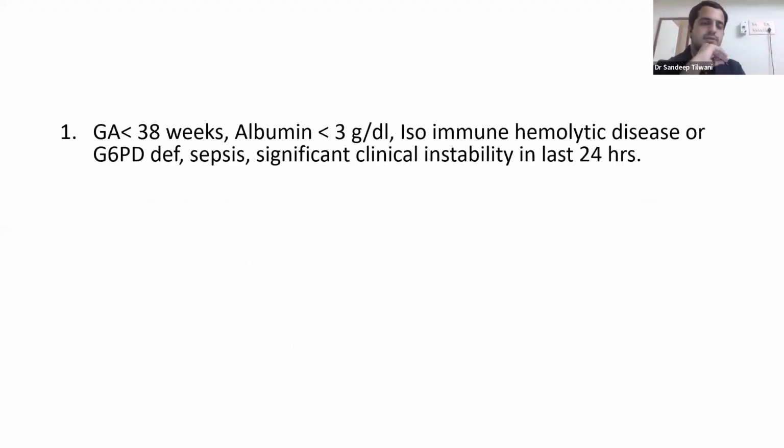So the neurotoxicity risk factors are gestational age less than 38 weeks, and the risk increases with each decreasing gestational age. Okay, so the risk will be more for a 36 weeker as compared to 37, and again more for a 35 weeker as compared to 36 weeks. So with each decreasing gestation, the risk increases. Second is an albumin less than 3, isoimmune hemolytic disease or G6PD deficiency, sepsis, or significant clinical instability in the last 24 hours.